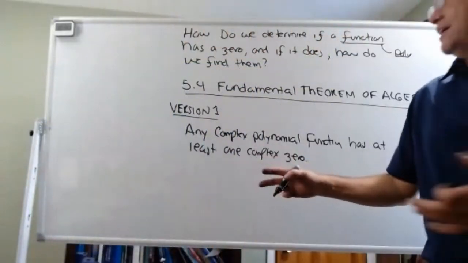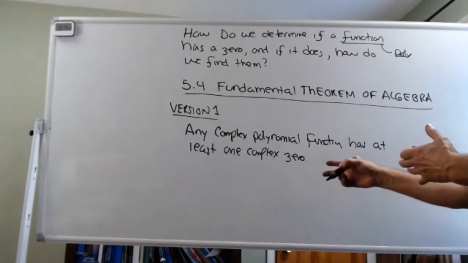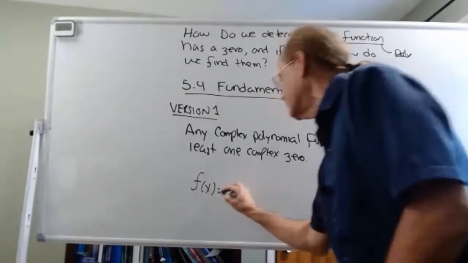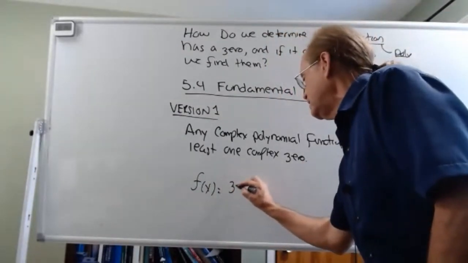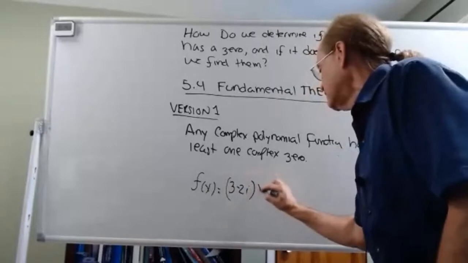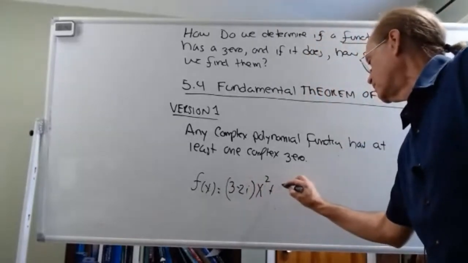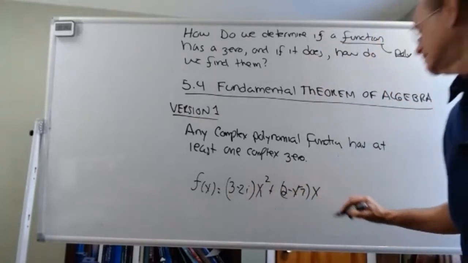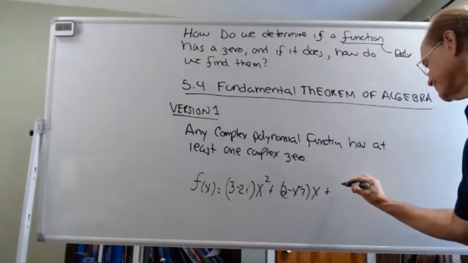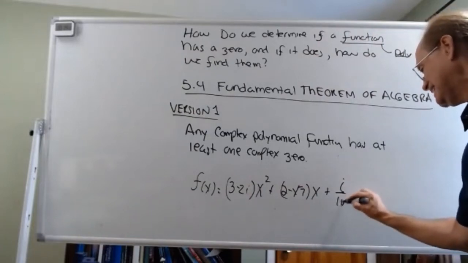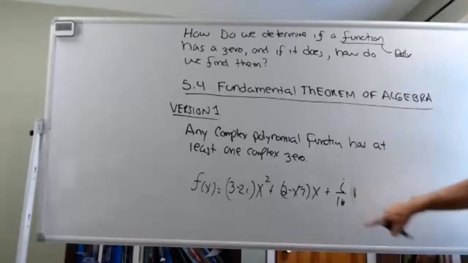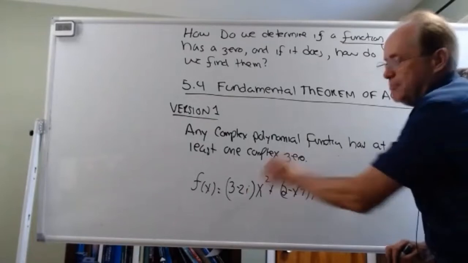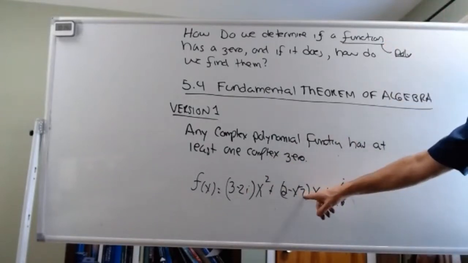Well, this is any complex polynomial function. We don't really see them. This is an example of a complex polynomial function. Maybe you have (3 minus 2i) times x squared plus (2 minus the square root of 7) times x plus i over 16 is equal to, that's my function. We very rarely see it. It's complex because I have a complex number, and it also has radicals here too.